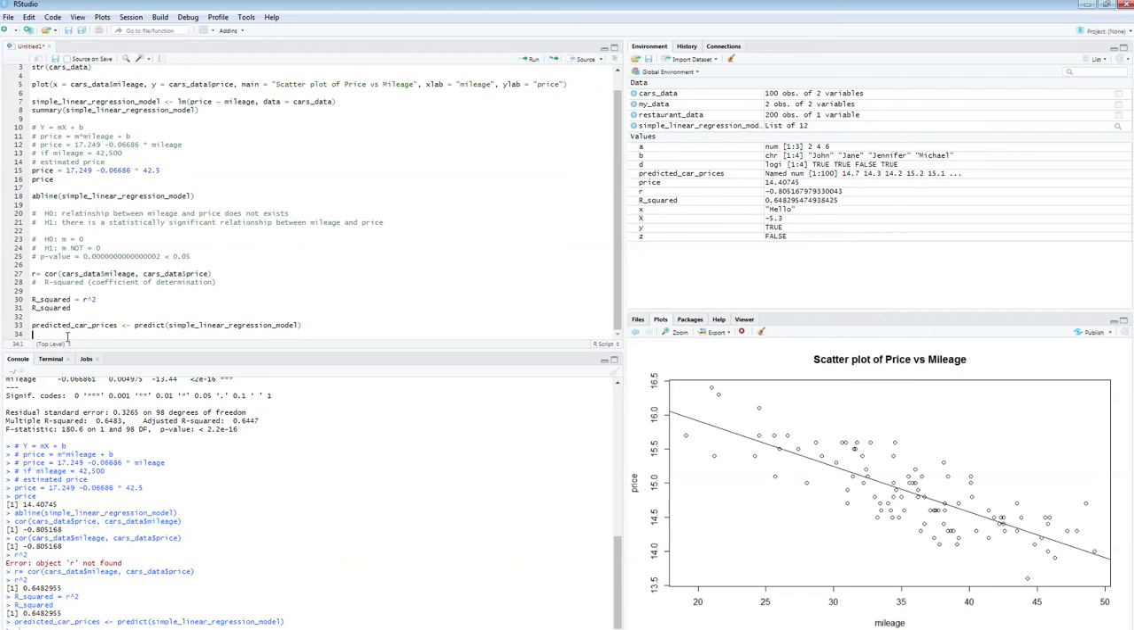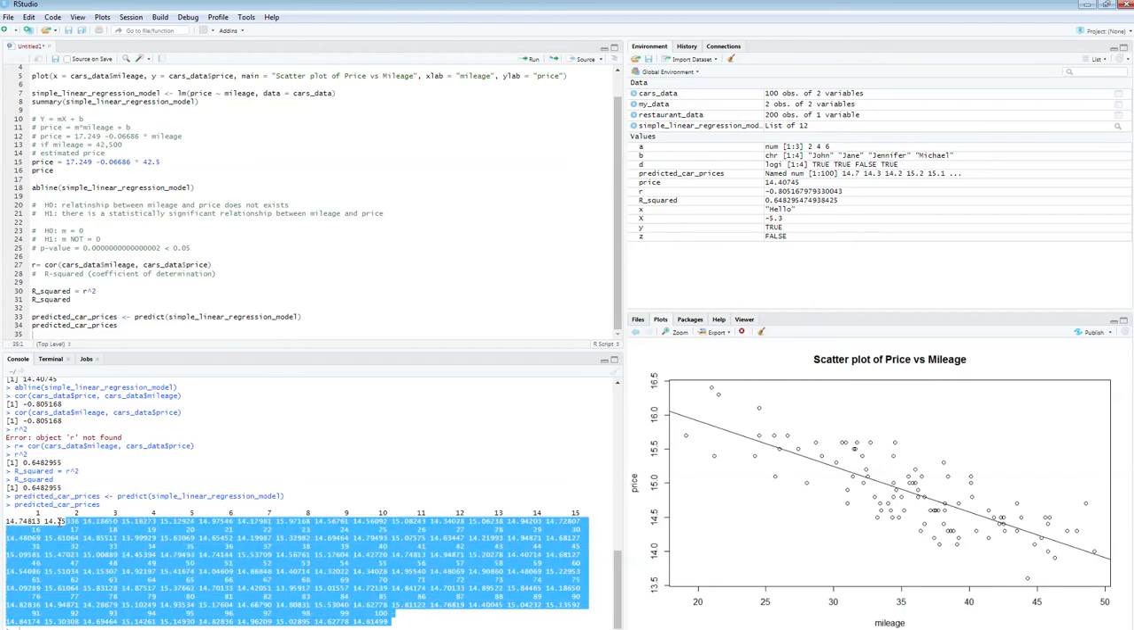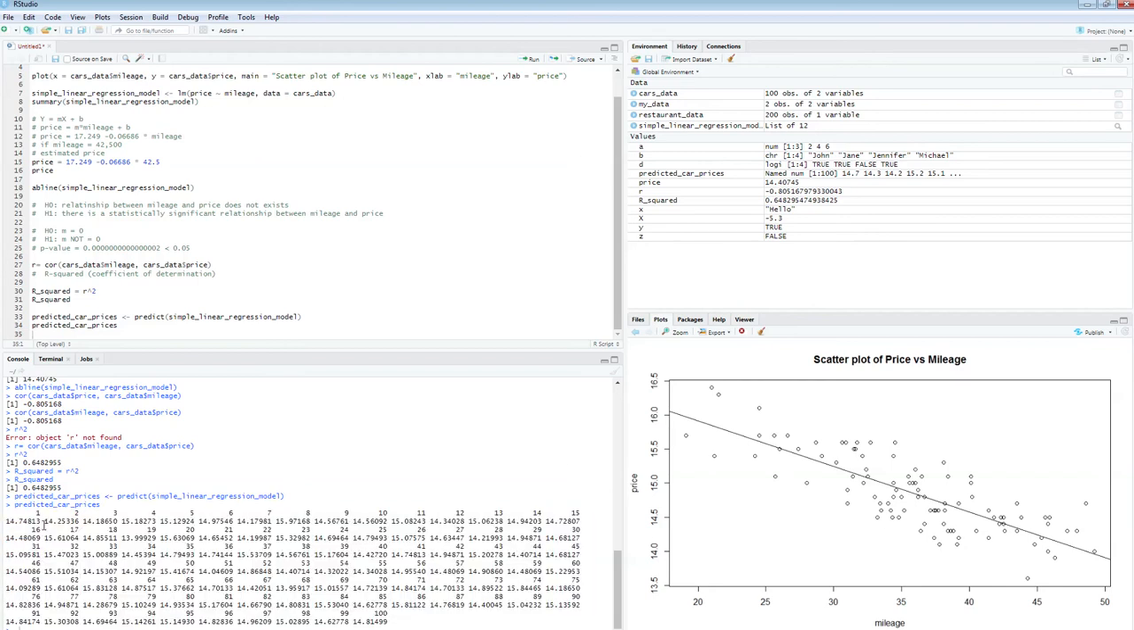All the predicted prices for the cars were recorded into this. It's actually a vector variable, right? It's one single name pointing to 100 different predicted values. So let's take a look. Predicted car prices. If I run that line, it shows me all 100 predicted values, right? For car number 1 from my data set, it predicted the price $14,748. For car number 2, $14,253, etc., etc. For the last car, $14,815. So these are the predicted prices for exactly the same cars that I have in my dataset.